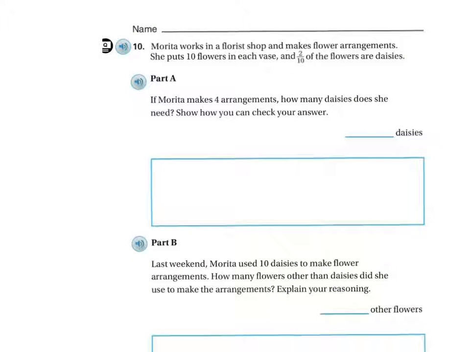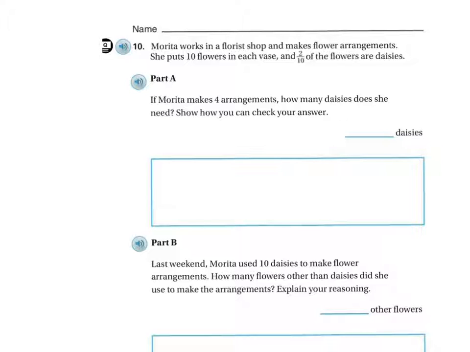And we're going to wrap up with number 10. So it tells us that Marita works in a florist shop and makes flower arrangements. She puts 10 flowers in each vase, and 2 of the 10 flowers are daisies. Part A. If she makes 4 arrangements, how many daisies does she need? How can you check your answer?